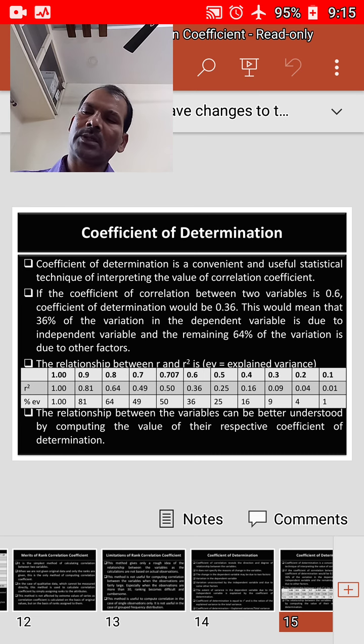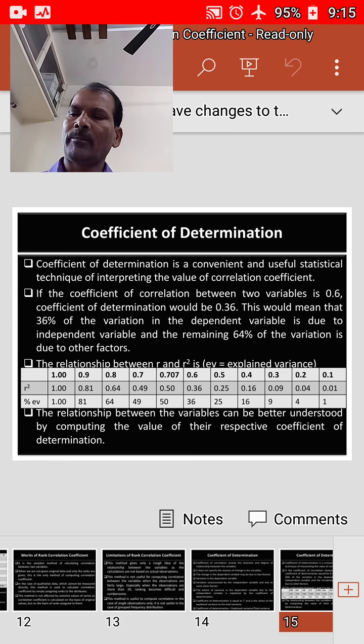0.6 gives 0.36, that is 36%. 0.5 gives 0.25 as the r square value, that is 25%. 0.4 gives 0.16, that is 16%. 0.3 gives 0.09, that is 9%. 0.2 gives 0.04, that is 4%. 0.1 squared is 0.01, which is equal to 1%.